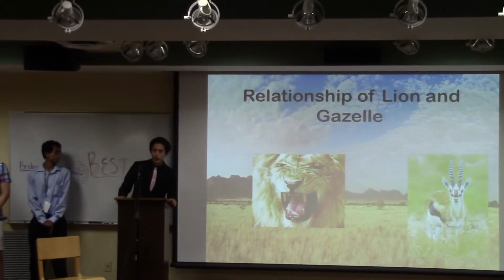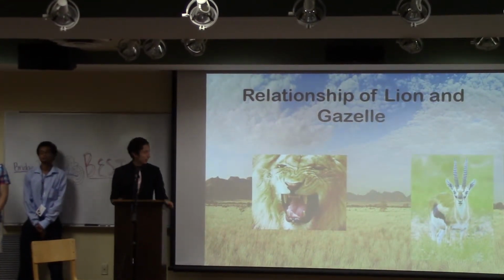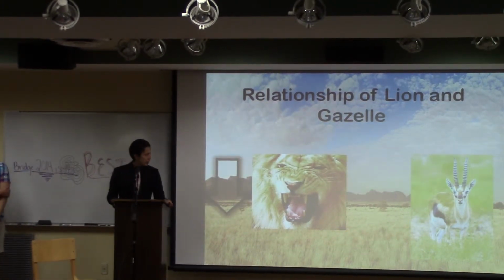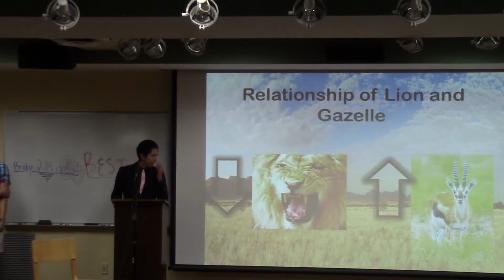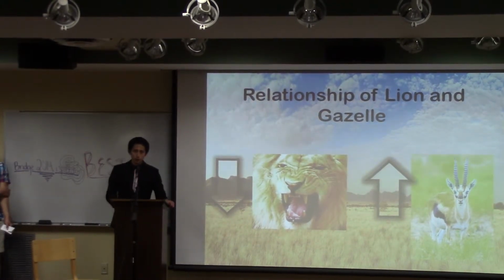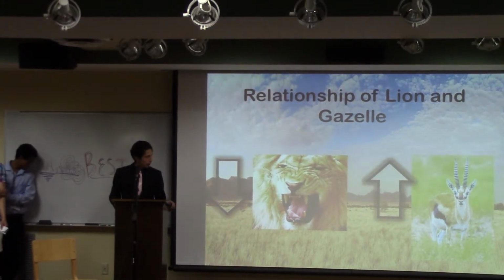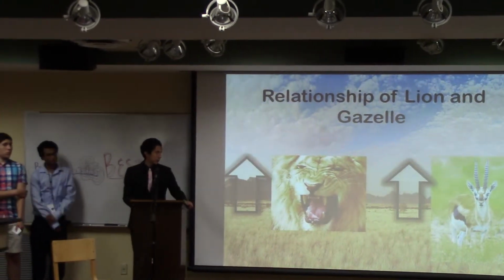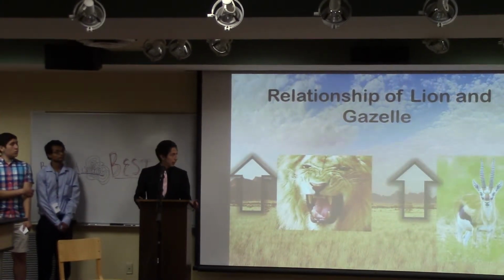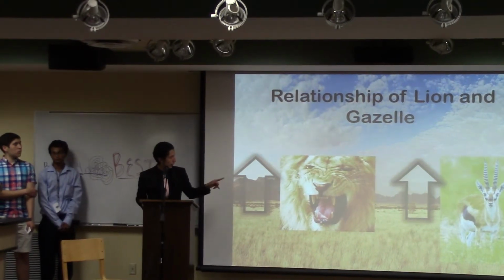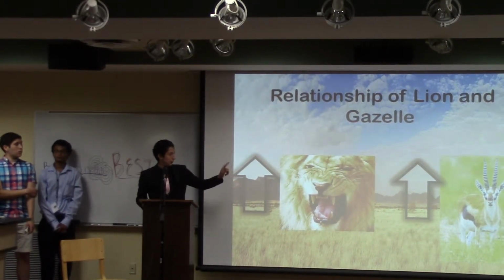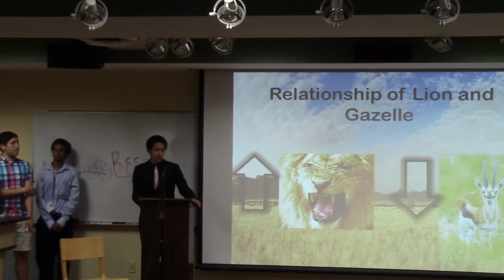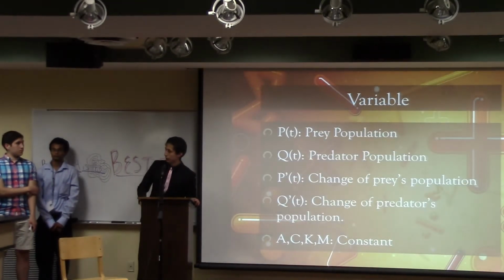I want to show you guys the relationship between the lion and the gazelle. When the lion population decreases, the gazelle population will increase because they will have less competition and more food. But knowing that the gazelle will increase, the lion will then increase because now they have the food resource. But when the lion population increases, their food resource will then decrease. It's just a cycle, keep going until it stays constant. And Michael's going to talk about the variables.